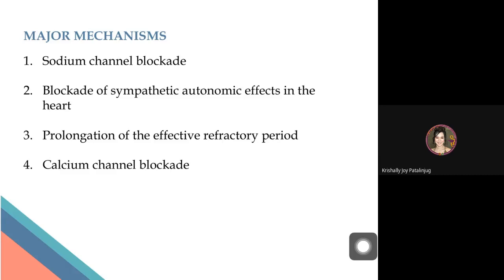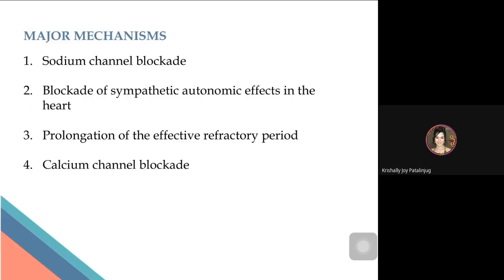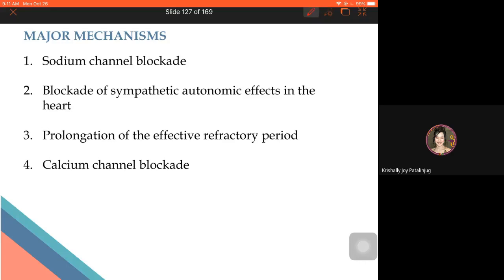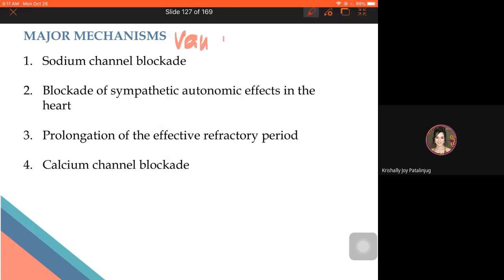In particular, we have four major classifications of antiarrhythmic agents, and this classification of antiarrhythmics is based on the cardiac pharmacologist Vaughan Williams. Again, we can classify antiarrhythmic agents based on the Vaughan Williams classification.